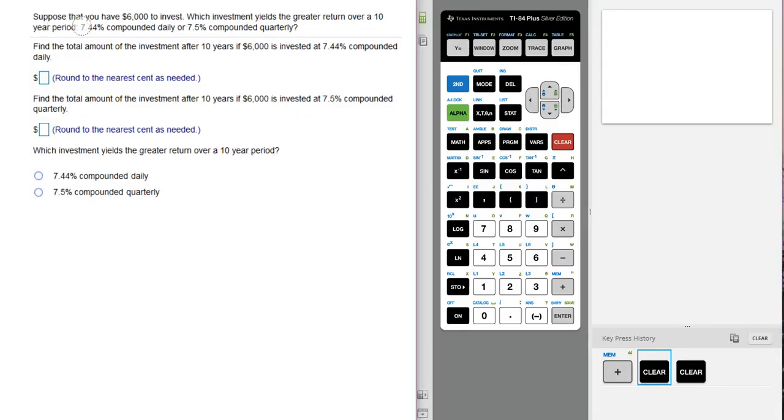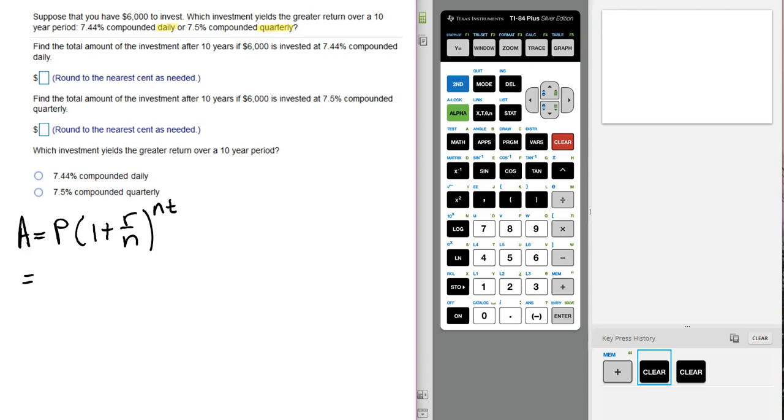This question says, suppose that you have $6,000 to invest. Which investment yields a greater return over a 10-year period? 7.44% compounded daily or 7.5% compounded quarterly? So looking closely at this, I can see it says compounded daily and quarterly. So I'm going to use the compound interest formula, A equals P times 1 plus r over n to the nt.